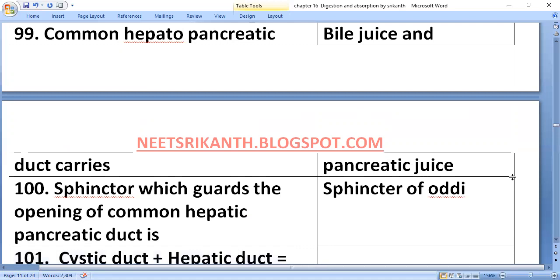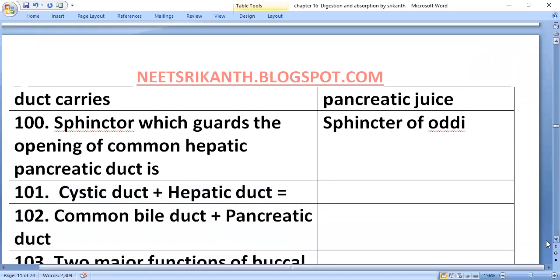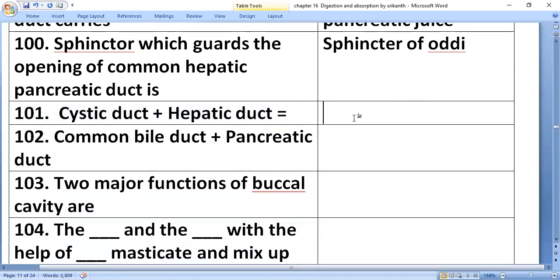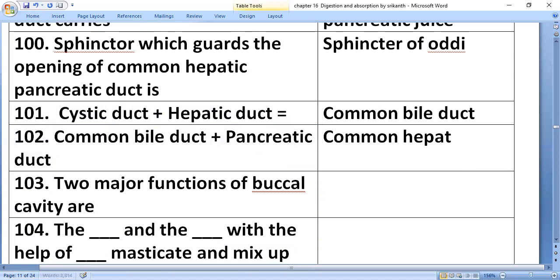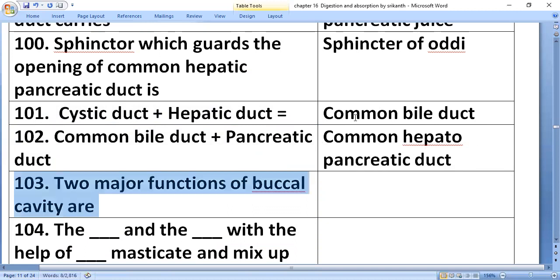Cystic duct plus hepatic duct forms the common bile duct. Common bile duct plus pancreatic duct forms the common hepatopancreatic duct.